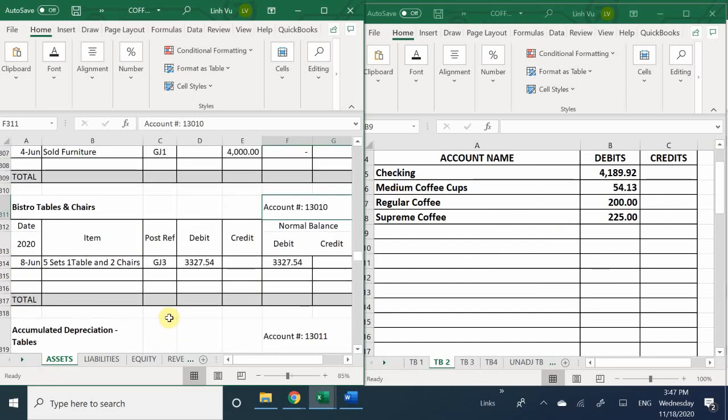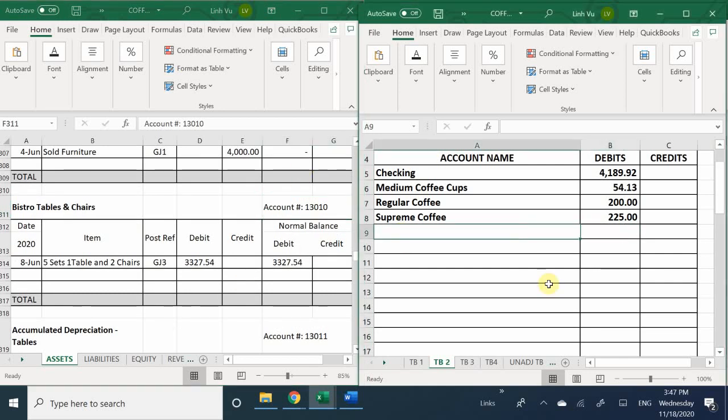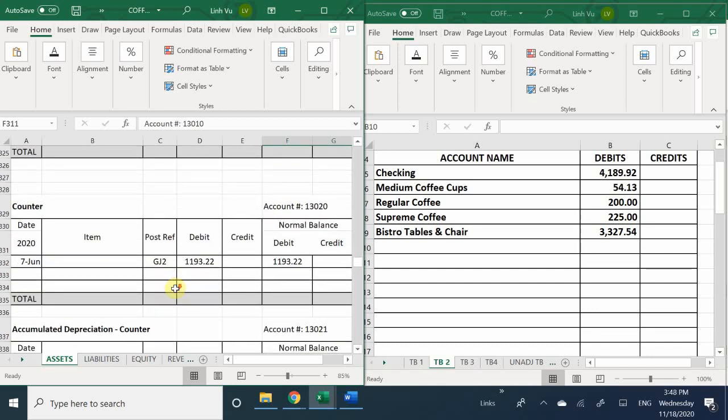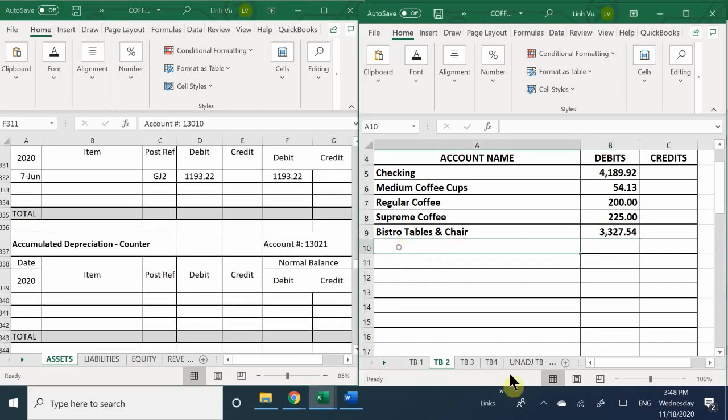Okay. So here, I have purchases of the bistro tables and chairs, and we still have a balance on there. Yes, we do. All right. And what is my balance for my tables and chairs? 3,327.54. All right. Of course, the next one is going to be the counter.